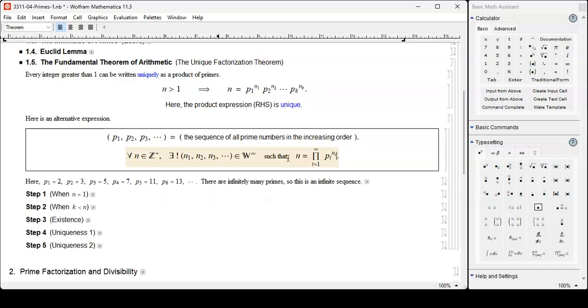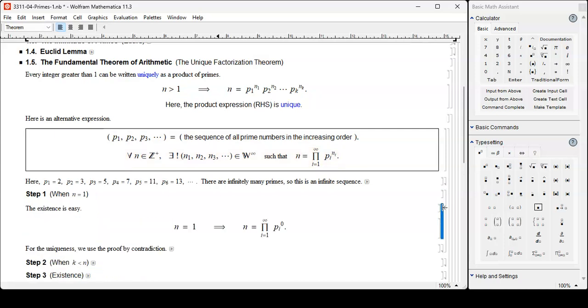Now, does this look a little bit better now? The key point here is to prove that this sequence n1, n2, n3 is unique, so that you get only one possible product expression. Also, if you express it like this, then you can start from 1. Not greater than 1, but you can start from 1, because when n equals 1, the base case, I can simply set all the powers as 0. So 1 times 1 times 1, a bunch of 1's multiplied, so we have to have 1.